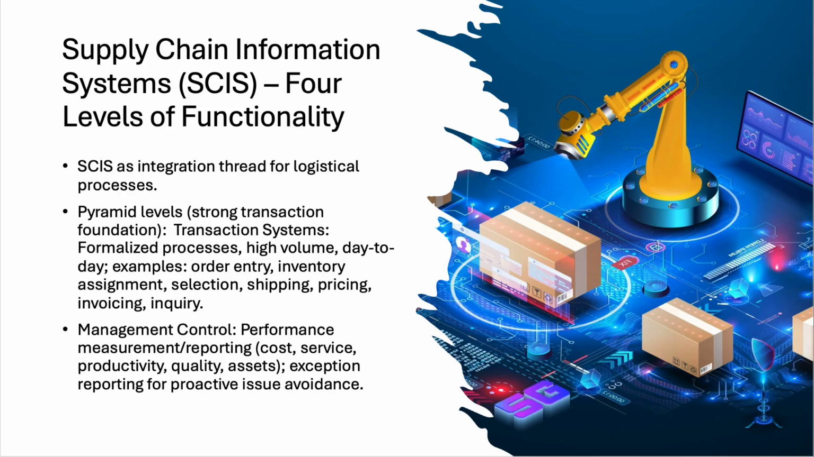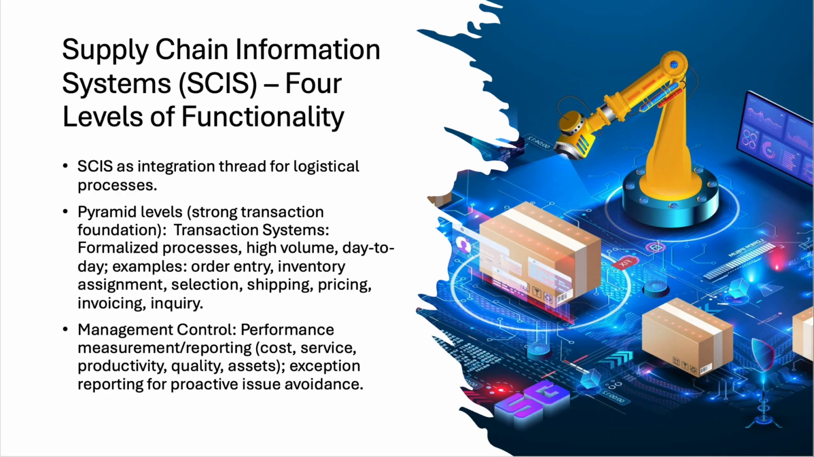The second level is management control. This level focuses on performance measurement and reporting. Managers track costs, service, productivity, quality, and asset utilization. Management control also includes exception reporting. Instead of reviewing every single transaction, managers can focus on situations that fall outside acceptable limits. For example, the system may flag a late shipment, low inventory level, or abnormal cost.